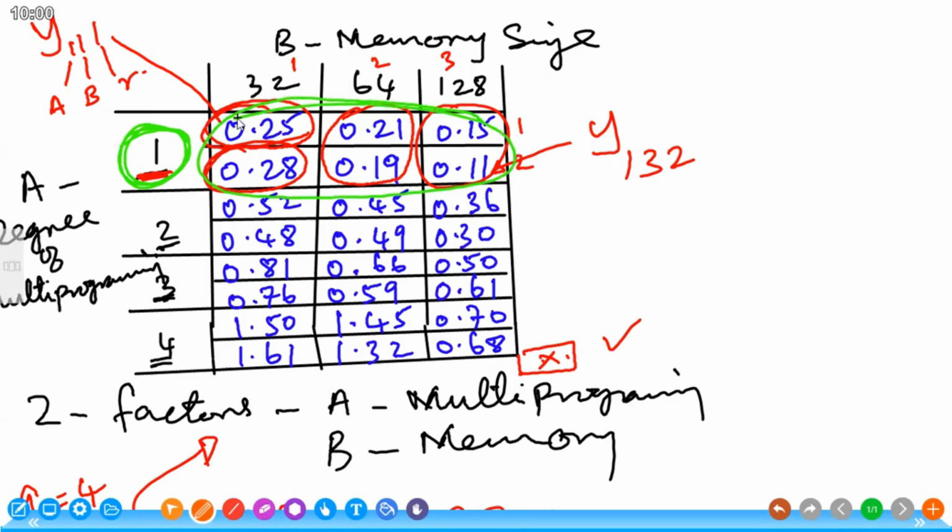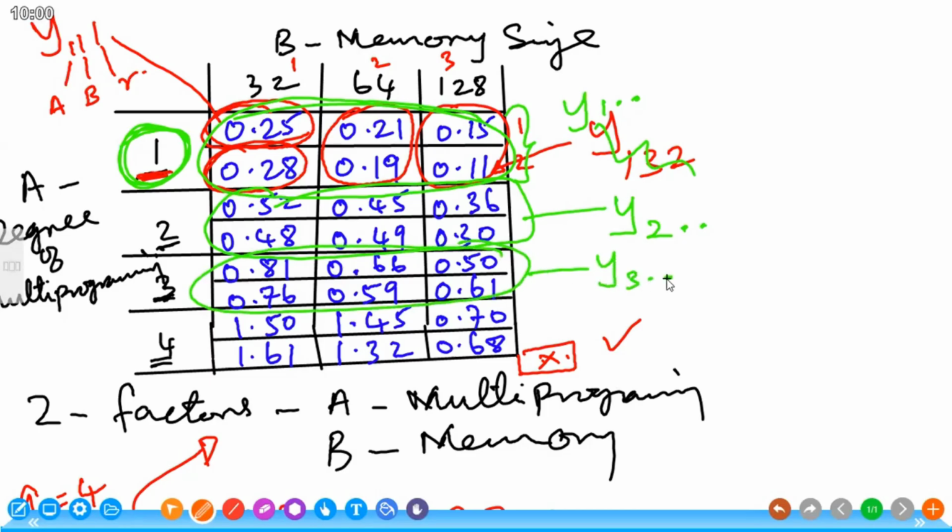Because we said y1 dot, if you add all this, it is giving us y1 dot. If you add the second group, it is giving y2 dot. This is before squaring; squaring is secondary. Then the third one, y3 dot dot, and this is y4 dot dot. Is that all clear? Yes, sir.